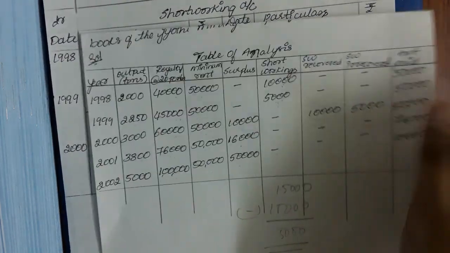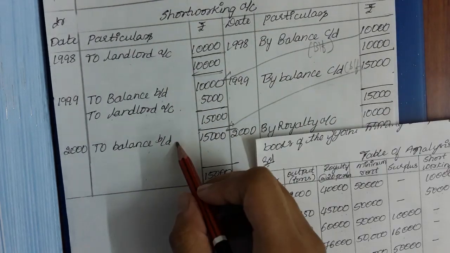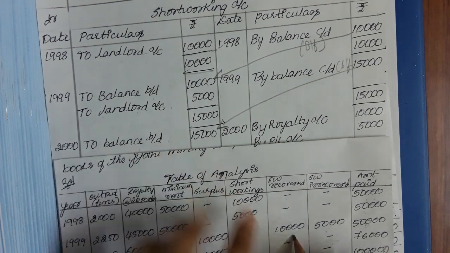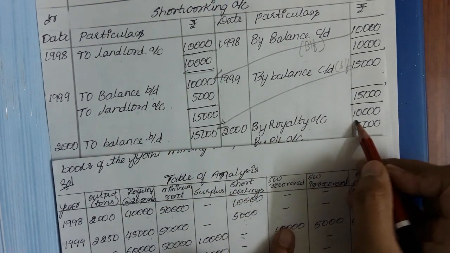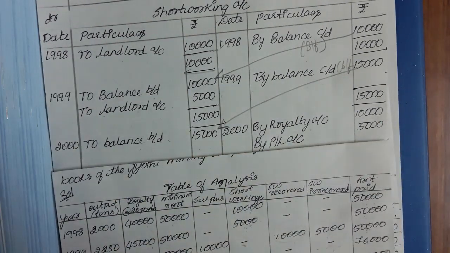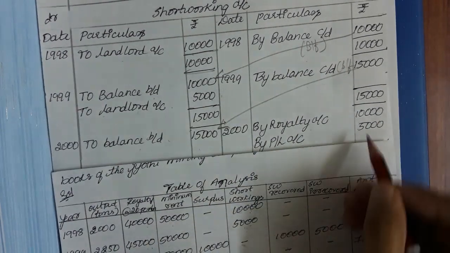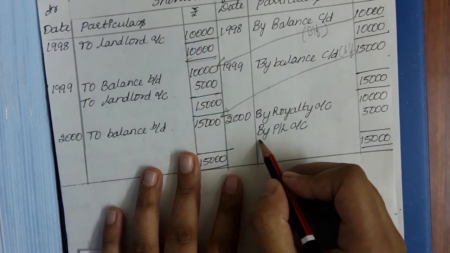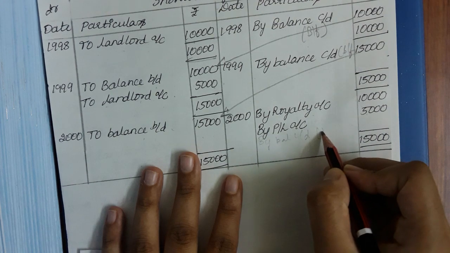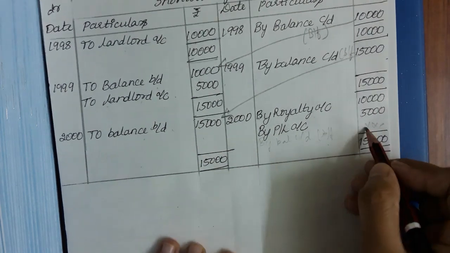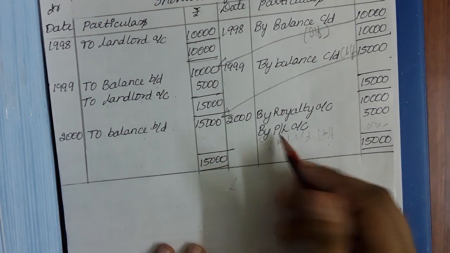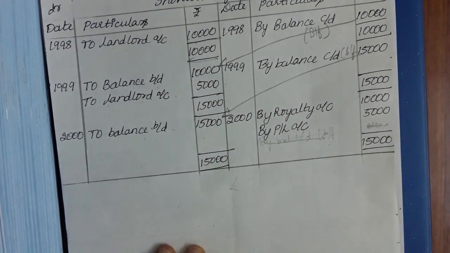So this third year there is no short workings, there is only the balance brought down. Now I need to see if there is any recoverability. If there is recoverability in the third year, I will write by royalty I have recovered 10,000, and if there is irrecoverability, it goes by profit and loss account. If there is any amount you can carry to the next year, then by balance carried down, the balancing figure, whatever the value is there, you will be taking it down to the next year. But in this case there is nothing like that; it is completely done.